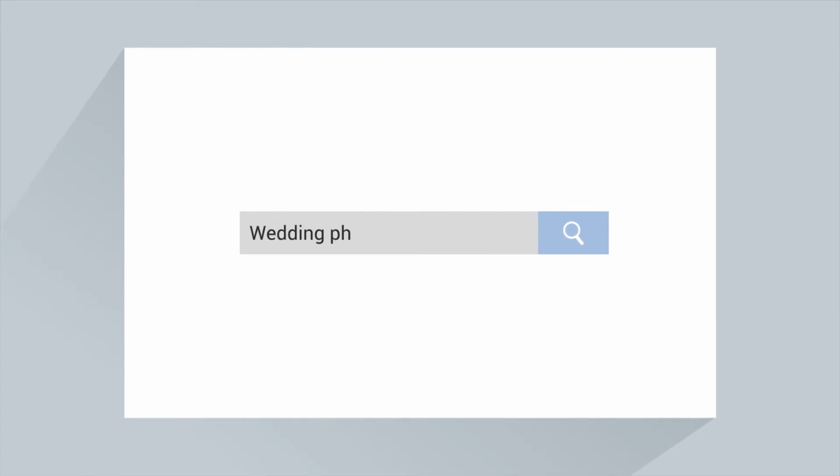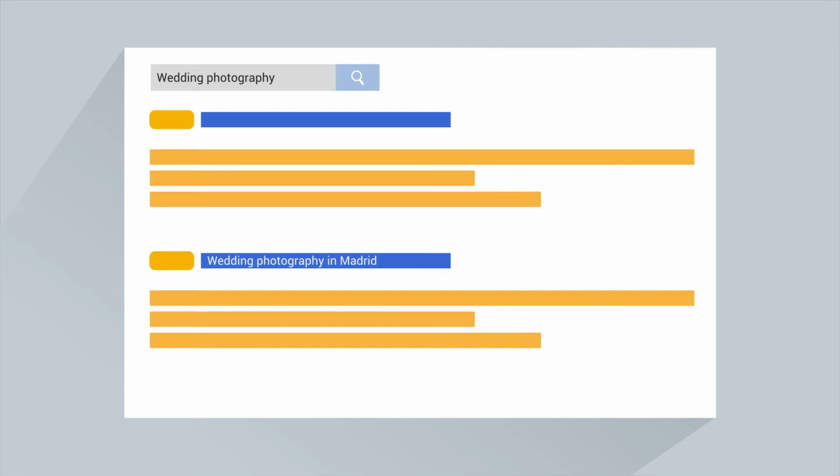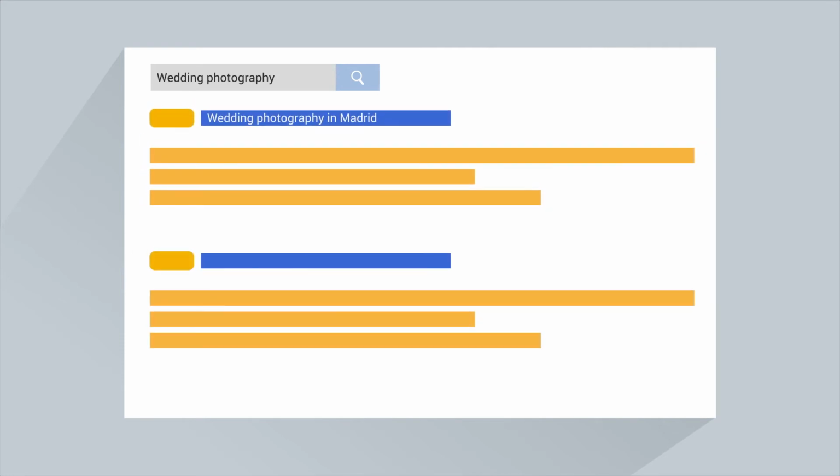But there's more to the auction than just the bids. The other big factor is relevance. This is a measure normally rated from 1 to 10 of how closely your ad relates to what a person searched for. Search engines such as Google and Bing refer to this as your quality score. For example, if someone in Madrid searches for wedding photography and your ad's headline is wedding photography in Madrid, the search engine probably considers it highly relevant. So you're likely to get a high quality score.